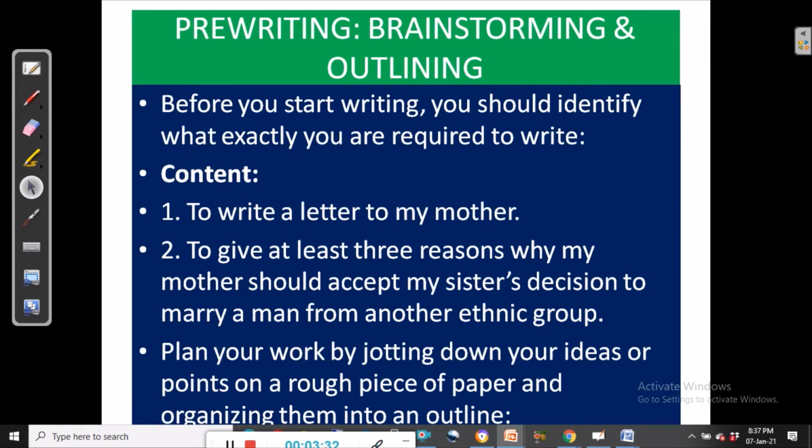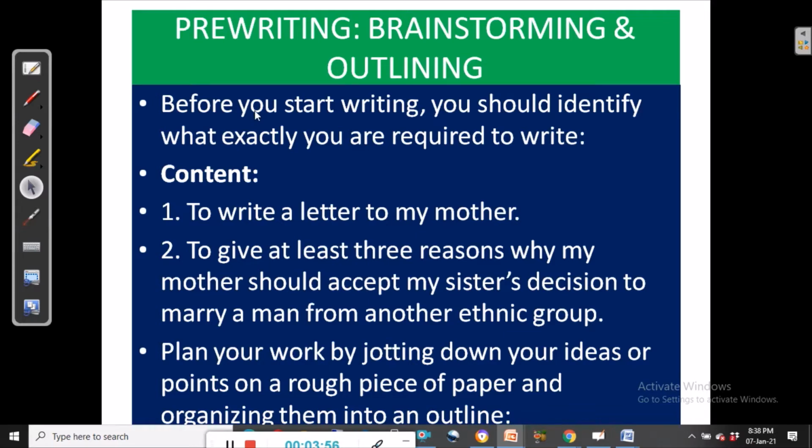Now let's look at the pre-writing activities, brainstorming and outlining. Now, what do we mean by pre-writing? The planning aspect of your writing. It is often said that if you fail to plan, you plan to fail. Every good thing needs planning.